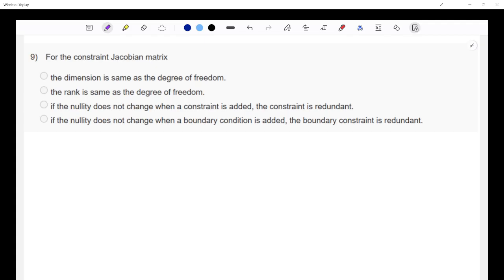So the next question is: for the constraint Jacobian matrix, the dimension is same as the degree of freedom. The rank is same as degree of freedom. If the nullity does not change when a constraint is added, the constraint is redundant. If the nullity does not change when a boundary condition is added, the boundary condition is redundant. Okay.